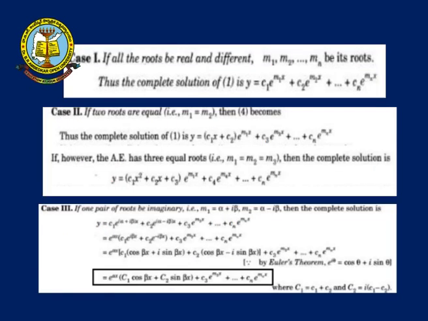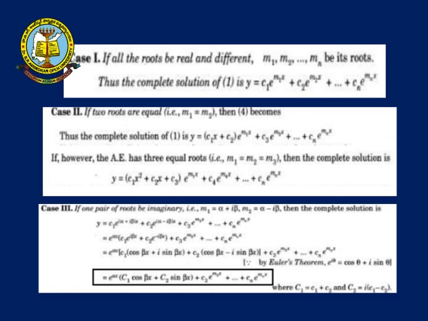Here the first case is where all the roots are real and distinct. The solution is y equal to c1 into e to the power of m1x, where m1, m2, and so on up to mn are real and distinct. So y equals c1 e to the power of m1x, that is the first root solution, plus the second root solution c2 e to the power of m2x, plus so on, plus cn e to the power of mnx.